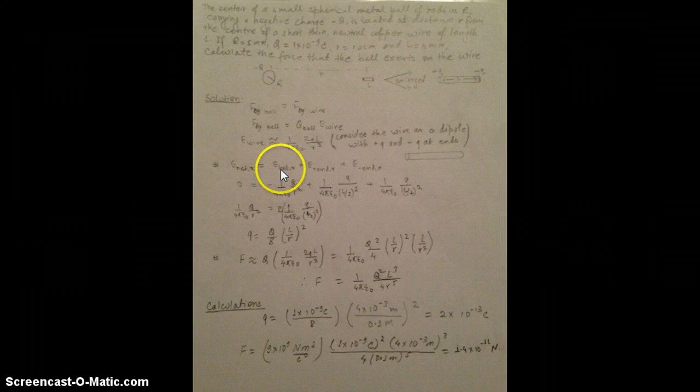The electric field by the ball is 1/4πε0 Q over r squared. The electric field by the positive end is 1/4πε0 q over (L/2) squared, plus 1/4πε0 q over (L/2) squared for the negative end. We are assuming that the point we are taking is at the middle point of this wire, so the distance between the positive end and the middle point is L over 2. This is the midpoint distance from either of the ends.